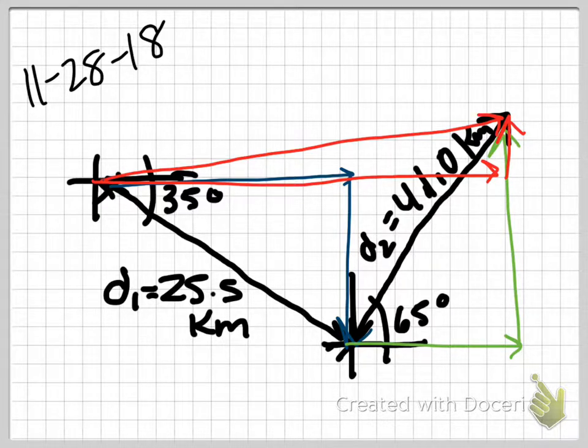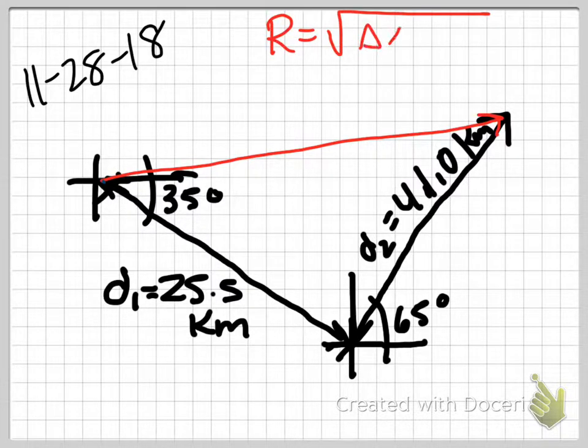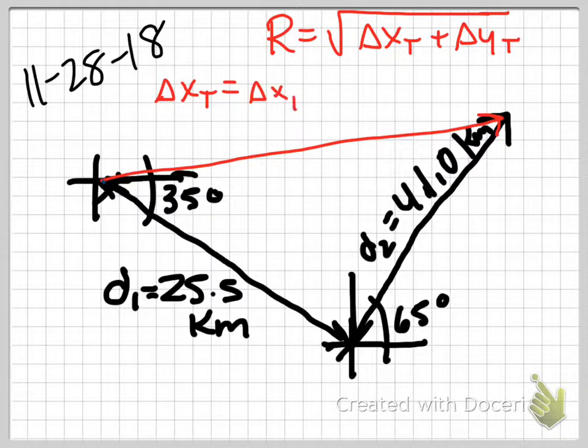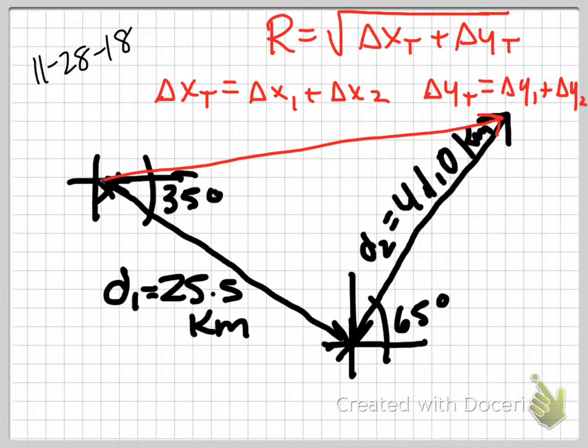Okay. So let me undo some of the pretty colored lines. I'm going to start off with what I always start off with, right up here. Resultant equals the square root of delta x total squared plus delta y total squared. And I'm going to write up here that delta x total is going to equal delta x1 plus delta x2, and delta y total will equal delta y1 plus delta y2. These aren't so bad if you just break them down.